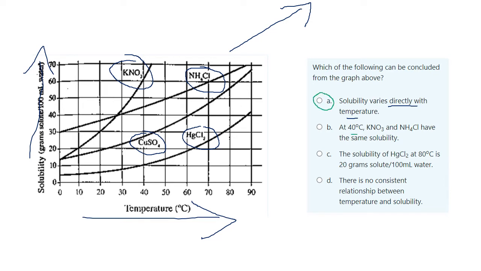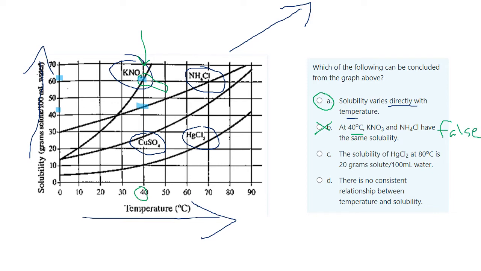B, at 40 degrees Celsius, so we're looking here, KNO3 and NH4Cl have the same solubility. Well, 40 degrees Celsius is this line. KNO3 is here. Let me use the highlighter pen, it'll be easier to show. KNO3 is here, and NH4Cl is here. They don't have the same solubility. One is a little bit over 40, and one is just over 60. B is definitely false by looking at the graph.